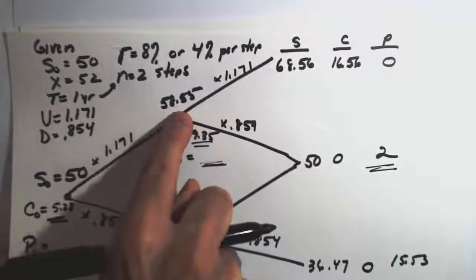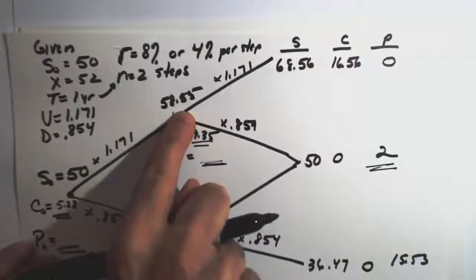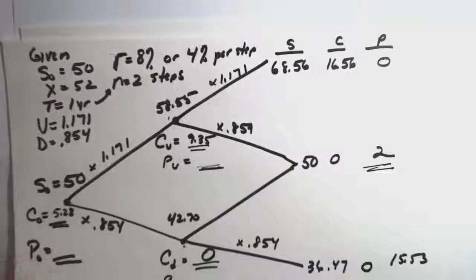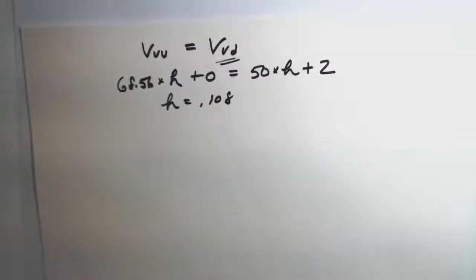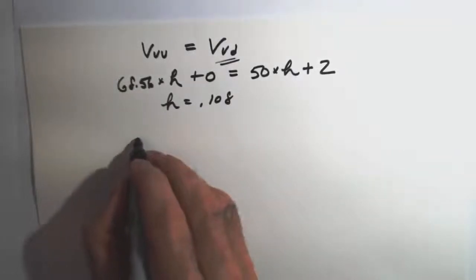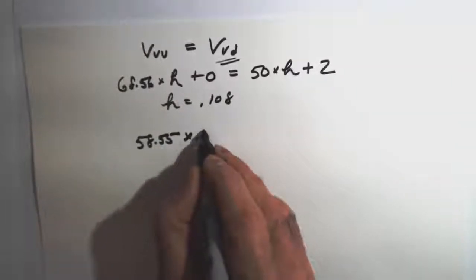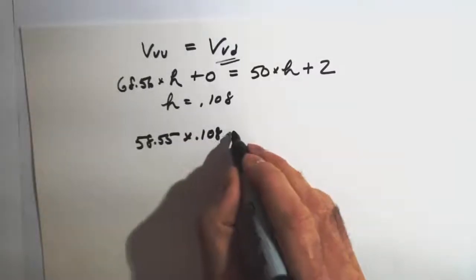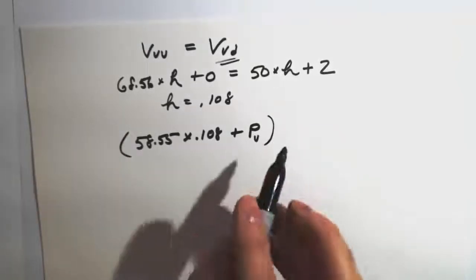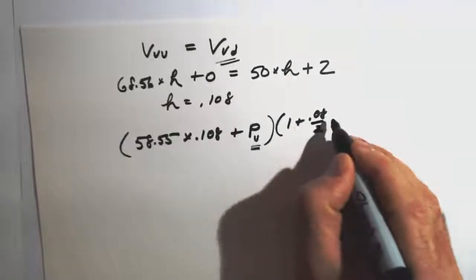What is the riskless portfolio? So this riskless protective put. So no matter what happens, if the stock goes up or the stock goes down, the riskless put pays off the same amount. If it pays off the same amount, there's no risk to it. So that's why it's a risk-free portfolio that we're putting together here. So we're going to take the 58.55, that's the value of the stock price on the upside, multiply it by the 0.108, the hedge ratio, plus PU. That's what we're solving for. It's going to go up by the risk-free rate, chopped in half because there's two steps.